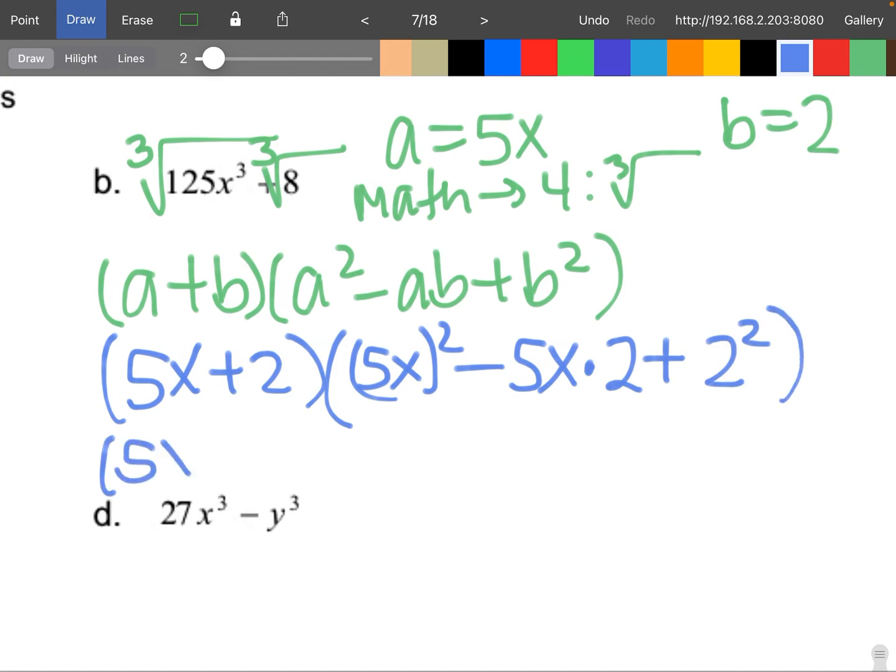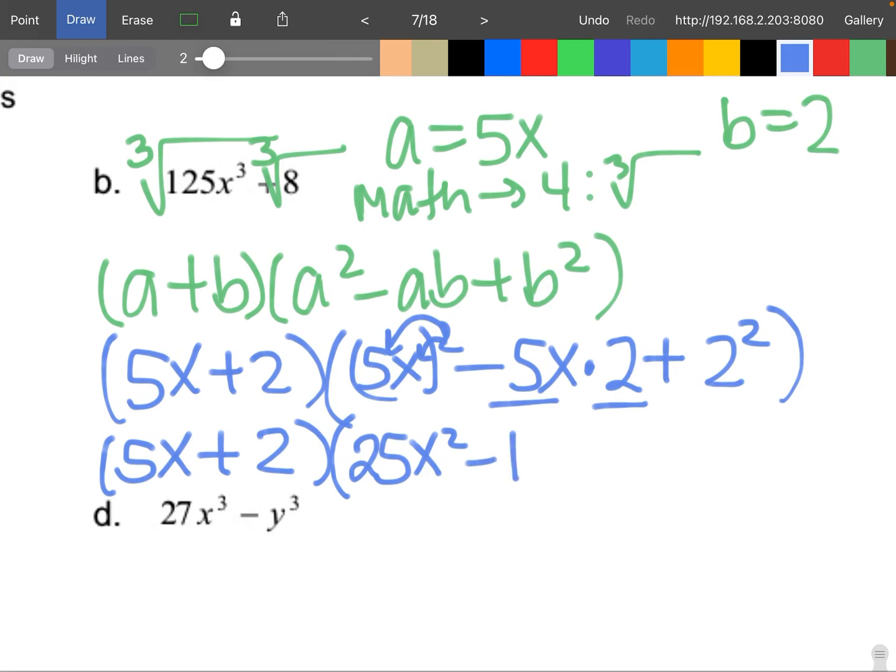You won't ever have to simplify anything in your first set of parentheses, so that's just going to be 5x plus 2 again. Simplifying things in my second set. 5 squared is 25. X squared is just x squared. So distribute that 2 to both the 5 and the x. 5 times 2 is negative 10x.